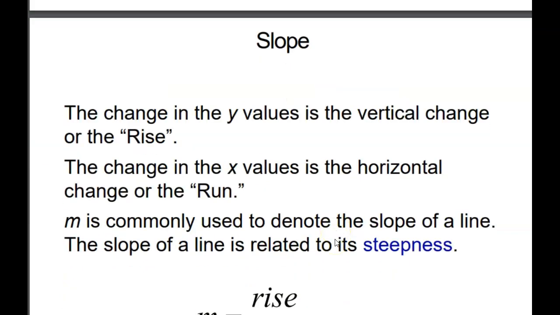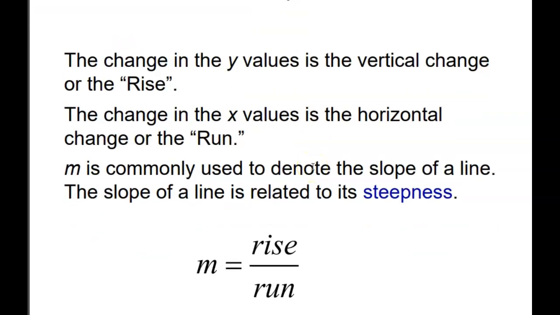Okay, so slope. Many of you have seen this before. Many of you have heard the words rise over run. The slope of a line is the rise over the run. It is how steep the line is. Some lines will be really steep, and other lines will be flatter. Some will go in the other direction. All of that can be calculated with a number that we call rise over run.